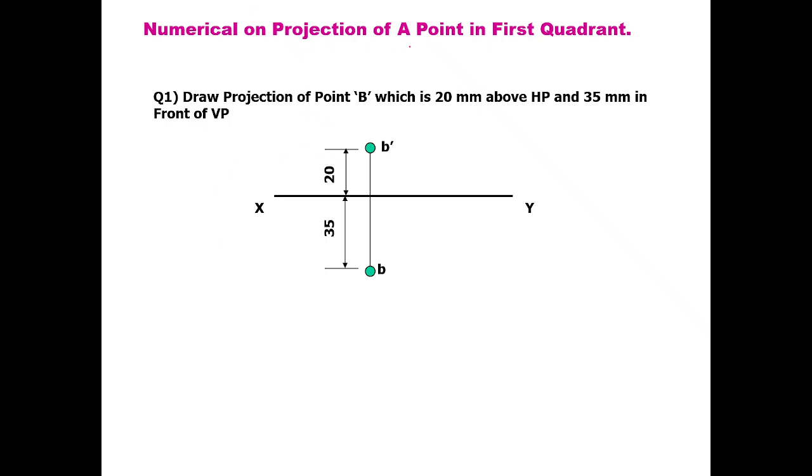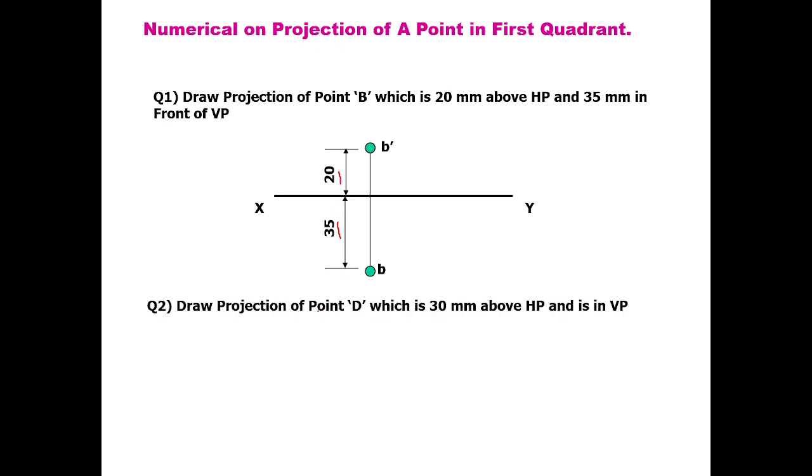Okay, so next we are going to solve some numericals on the projection of a point in the first quadrant. Draw the projection of point B which is 20 mm above HP and 35 mm in front of VP. First I will draw the XY line, then mark one point which is 20 mm above HP. That means it is the front view, B dash. And 35 mm in front of VP, so we draw one vertical line here. This distance is 35 mm and this distance is 20 mm.